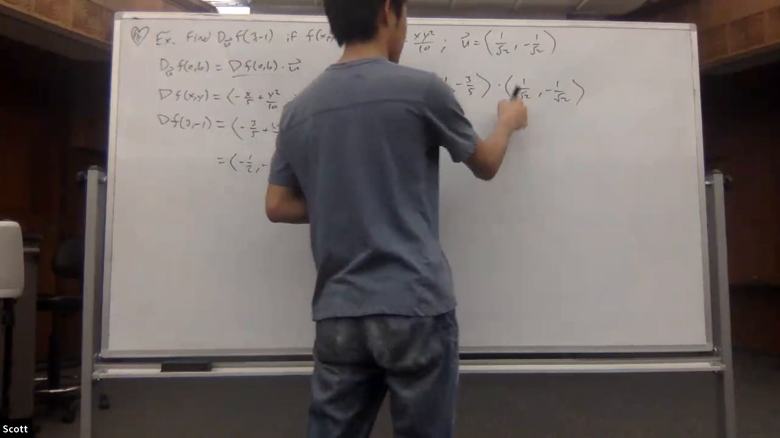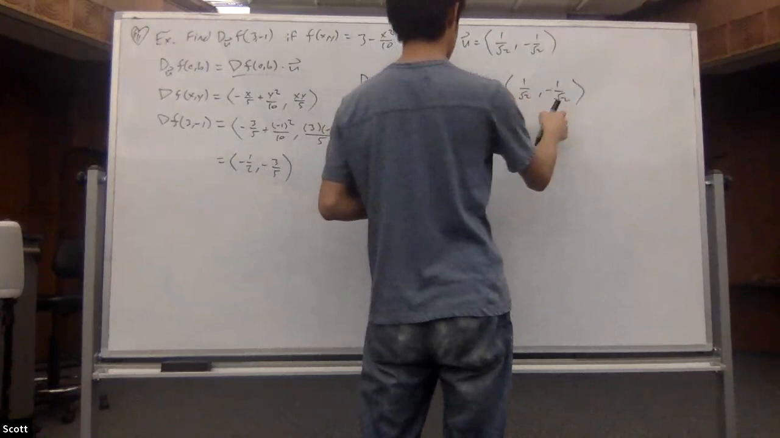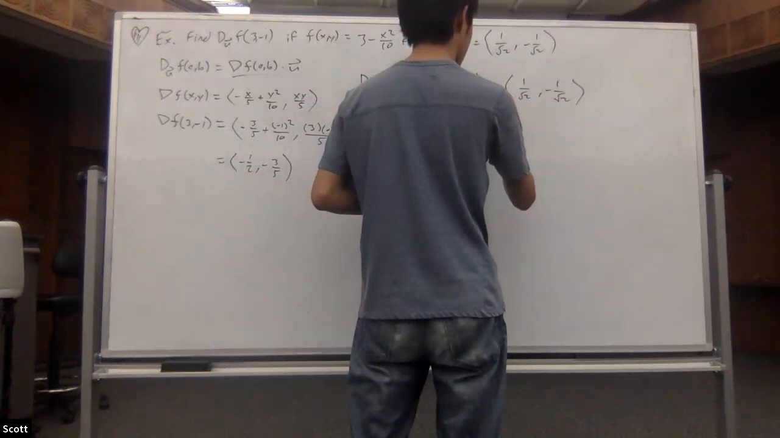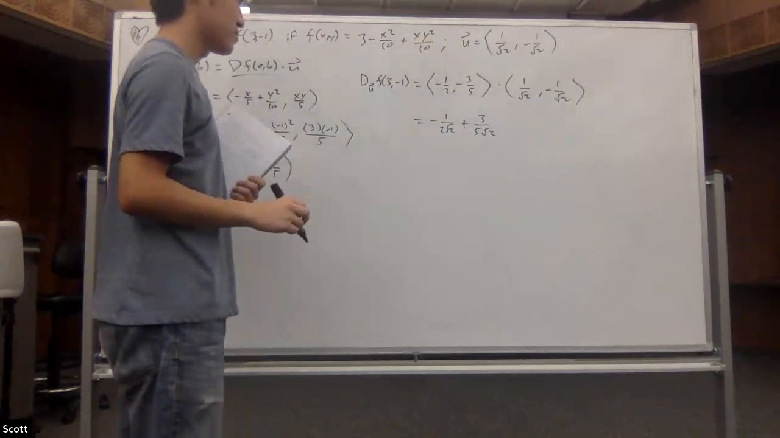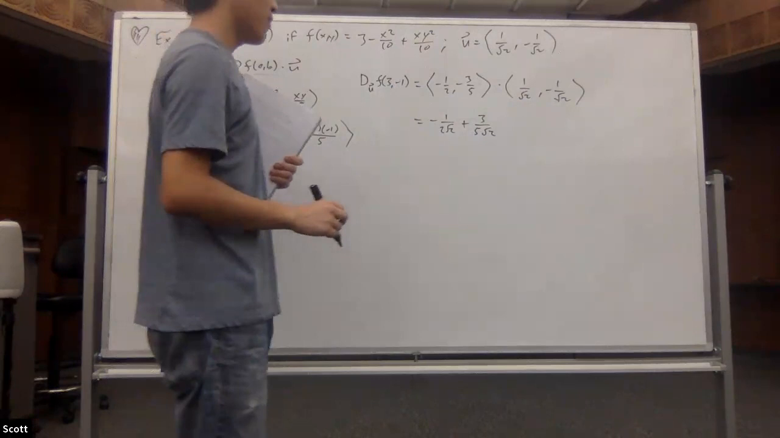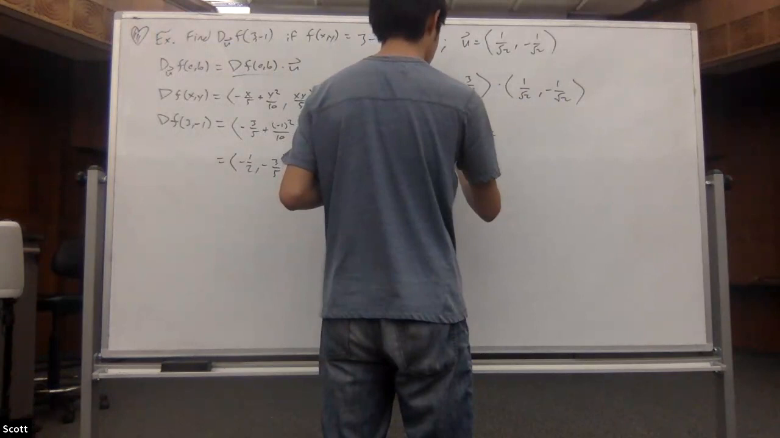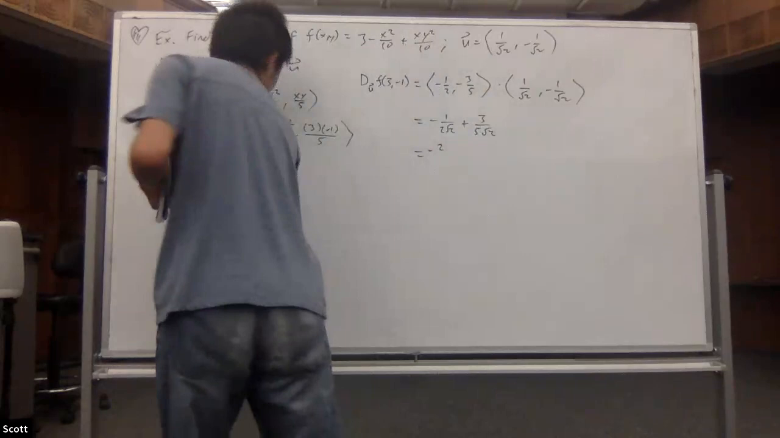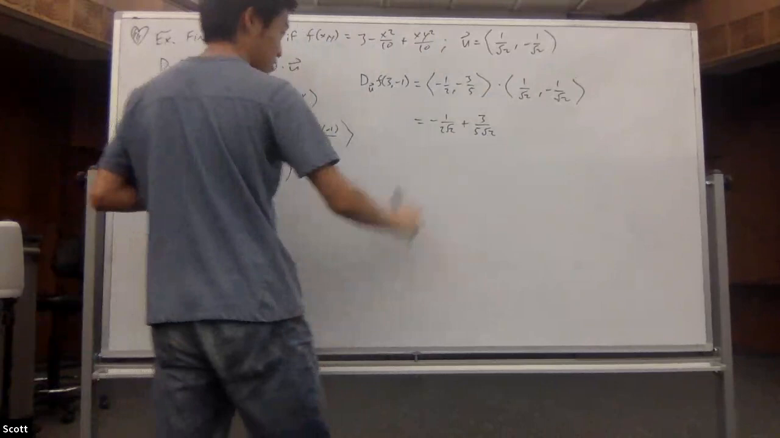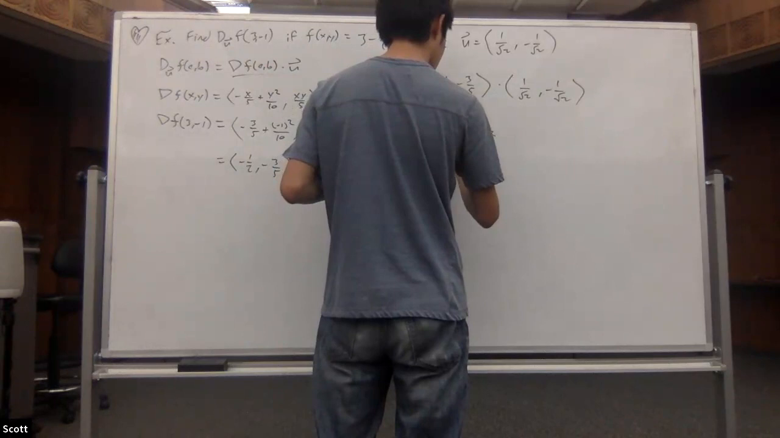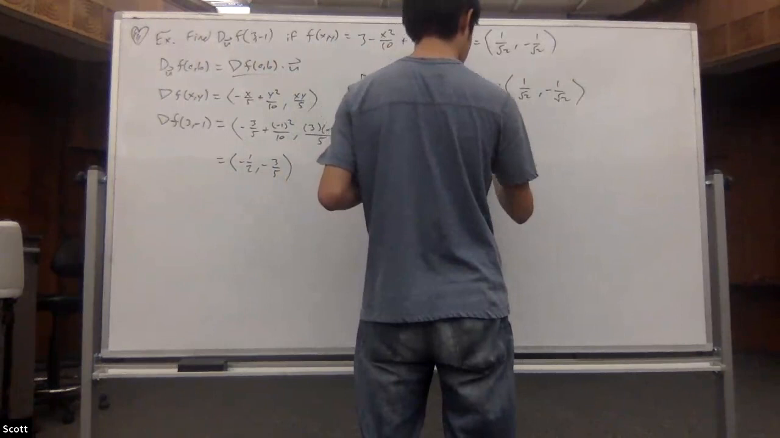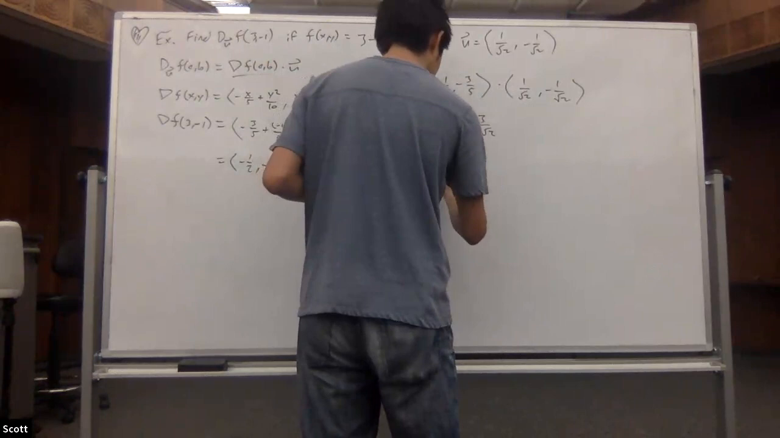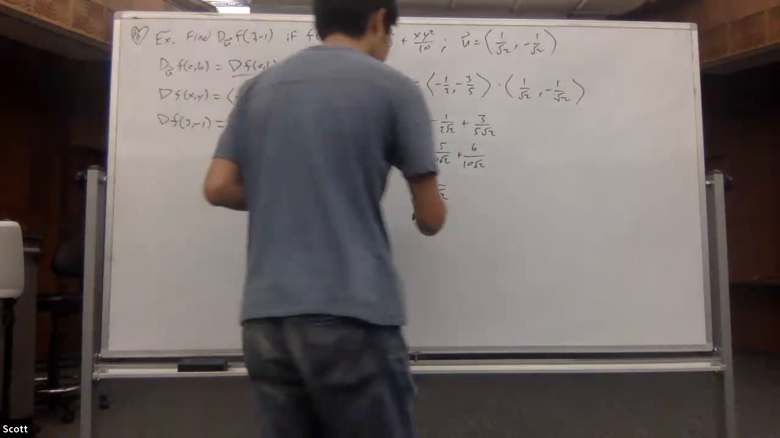This times this is minus 1 over 2 times the square root of 2. This times this is now positive, because minus times minus is positive, 3 over 5 times the square root of 2. If you really wanted to be picky, I need to multiply this by 5. It would be minus 5 over 10 times the square root of 2, plus this 5 times 2, so 6 over 10 times the square root of 2. 6 minus 5 is 1 over 10. And if you wanted to rationalize, it's root 2 over 20.